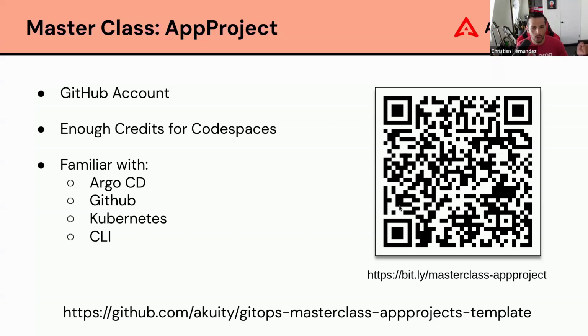You will need to go to this Git repo URL here. If you want to scan the QR code, that'll take you there on the phone. You can use this bit.ly link, right? Bit.ly masterclass app project, or if you can type fast enough, you can type that out. Angelica is dropping that link into the chat here. So that link will be there in a bit.